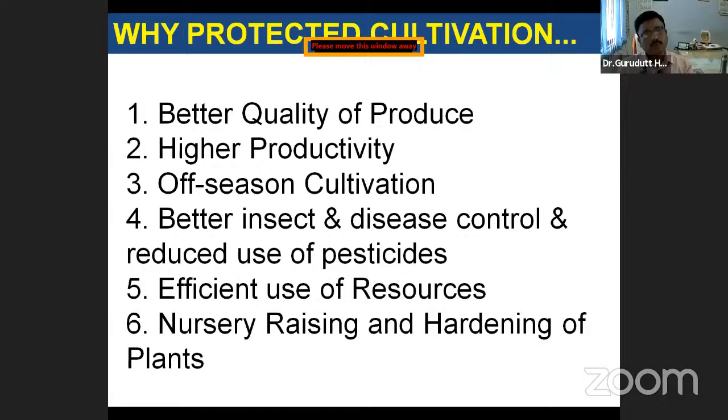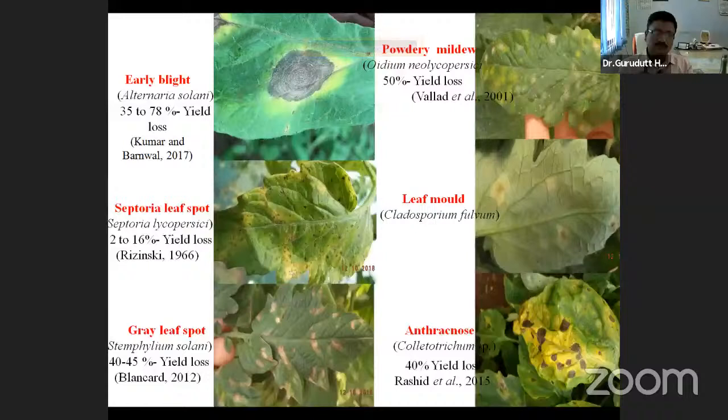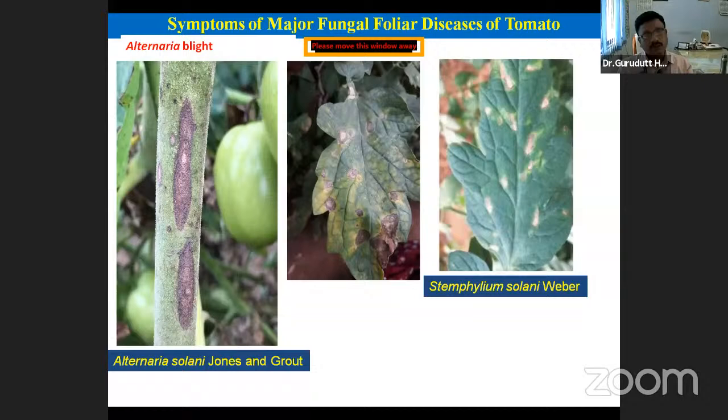We have got experience with the tomatoes as well as the cucumber. You know, this tomato is affected by many fungal diseases, viral diseases, nematode problems. So we have to have patience, and we have to have a clear picture of which organism we are targeting. Yeah, so these are the different symptoms of different diseases of tomato, even on the twigs.